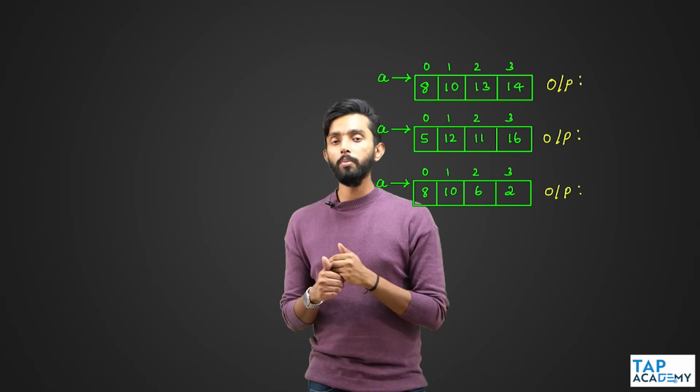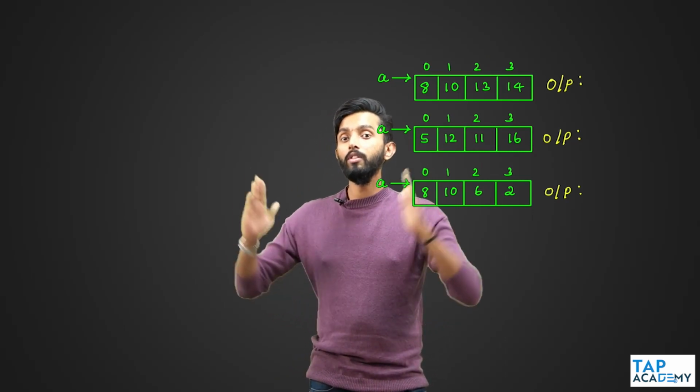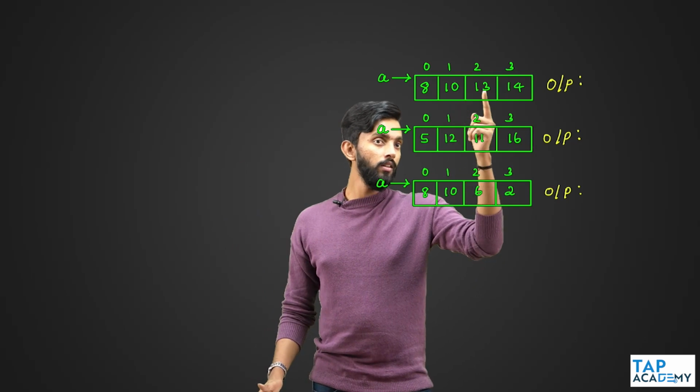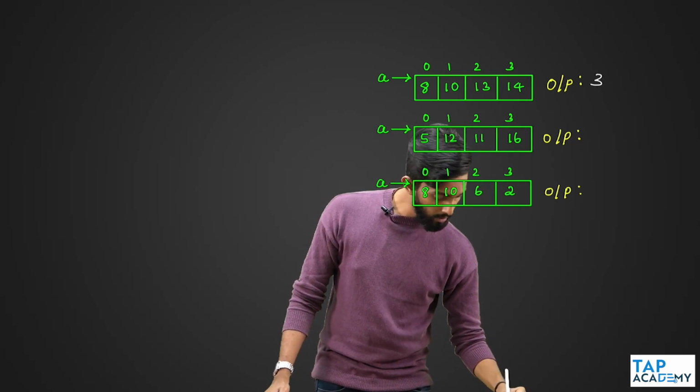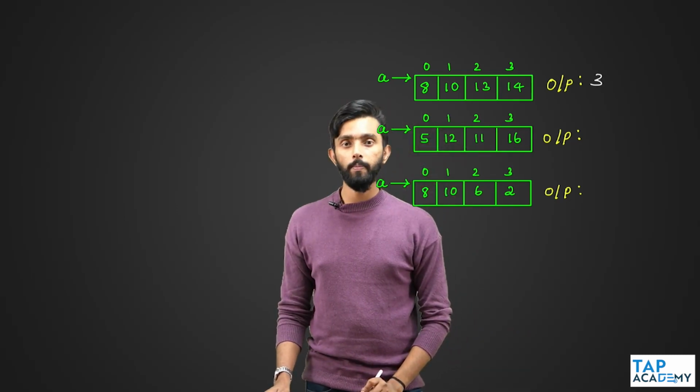Out of all these options, the subarray with the maximum length is 10, 13, 14 and its length is nothing but 3. In other words, your output has to be 3. I hope you understood why 3.